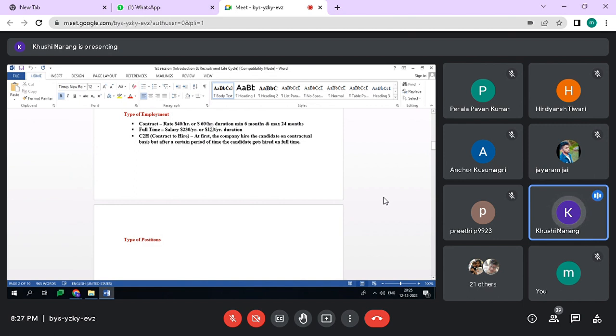And the third employment type is C2H, which is contract to hire. That means at first the company hires the candidate on a contractual basis. But after a certain period of time, if the company likes their work and wants them onboarded full time, then they hire the candidate full time. This is how it works in C2H. That means first they will hire the person on a contractual position, but after a certain period of time, if they like their work, they hire them full time.